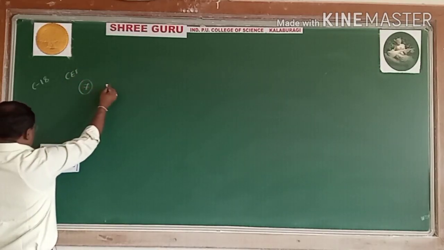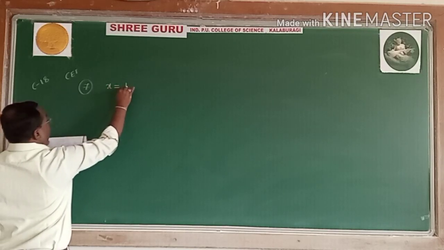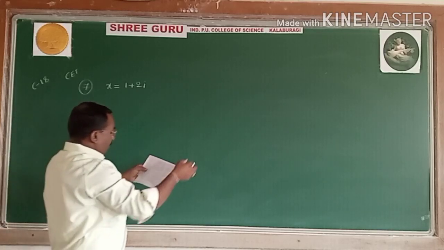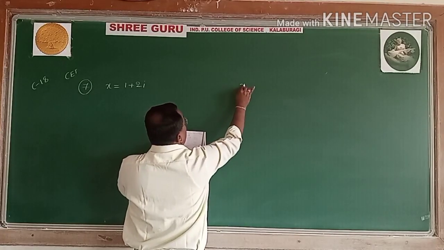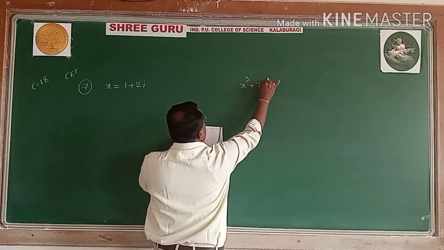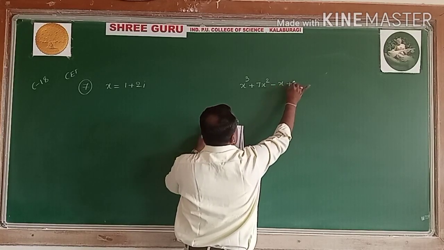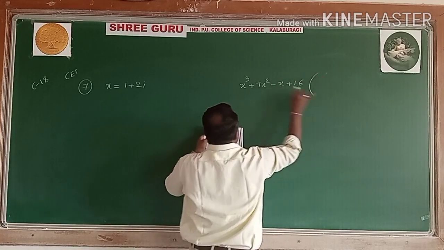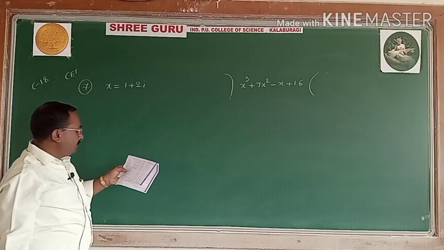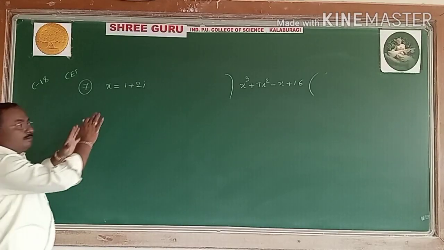That is x is equal to 1 plus 2i, and we have to find the value of x cube plus 7x square minus x plus 16, where x is equal to 1 plus 2i.